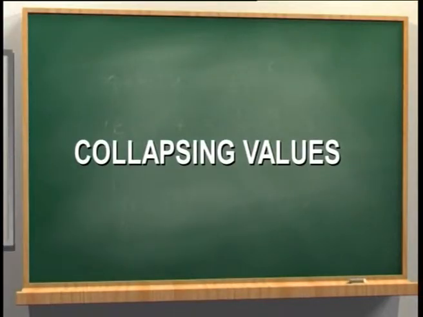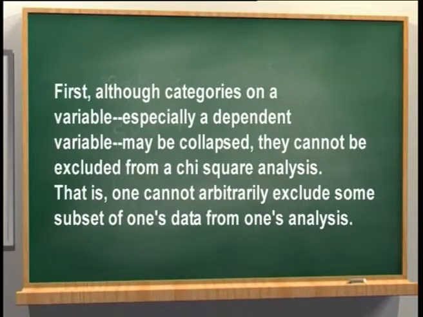Collapsing values. A brief word about collapsing values or categories on a variable is necessary. First, although categories on a variable, especially a dependent variable, may be collapsed, they cannot be excluded from a chi-square analysis. That is, one cannot arbitrarily exclude some subset of one's data from one's analysis.